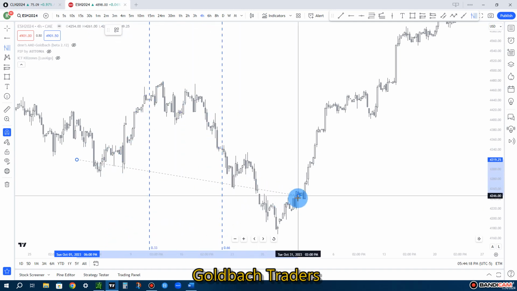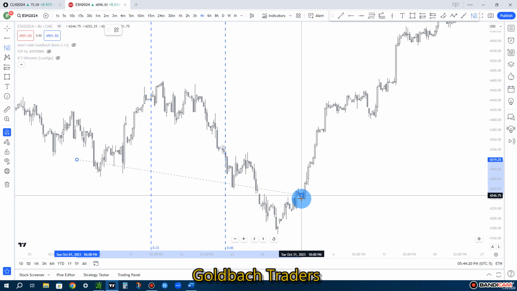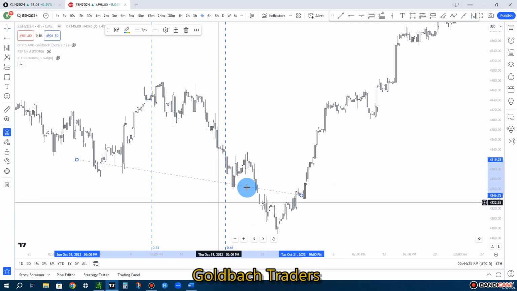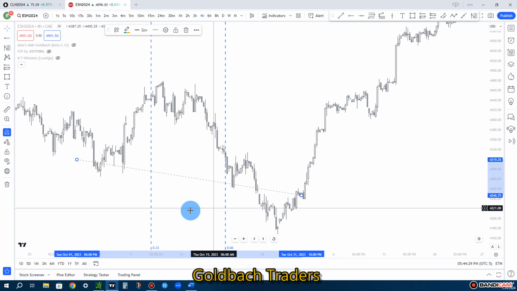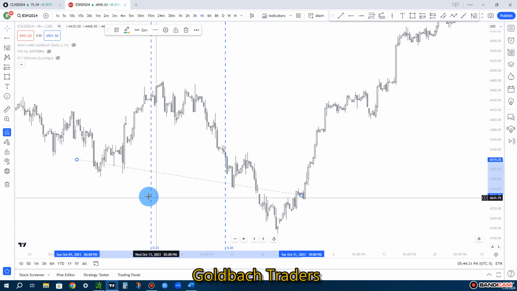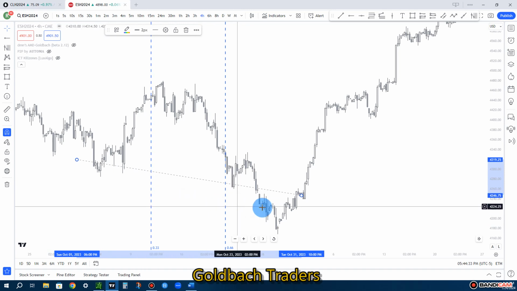I'm going to divide this month up into 3 sections. I'm starting on October the 1st at 6 p.m., and I'm going to go to the end of October. So it's right there. All right. And I'll divide this up into thirds. This is the first third, second third, third third.